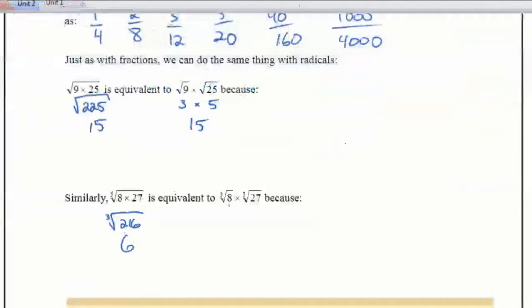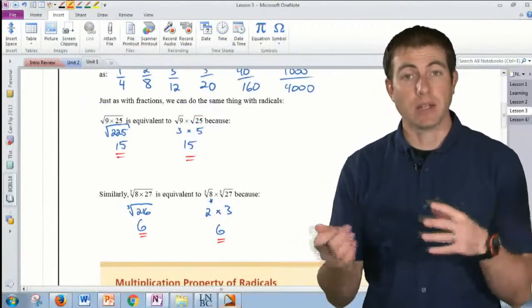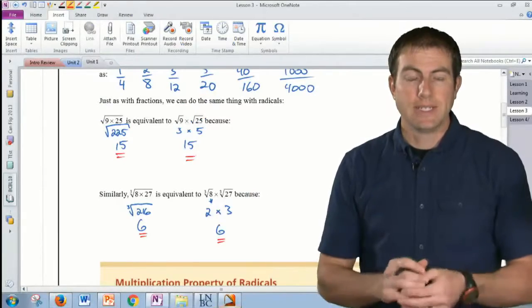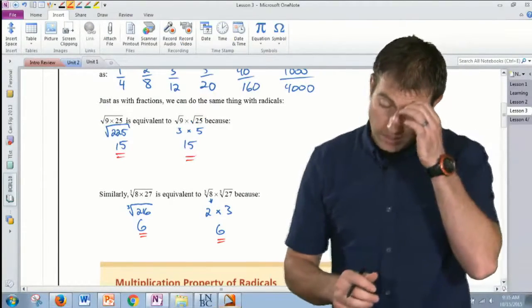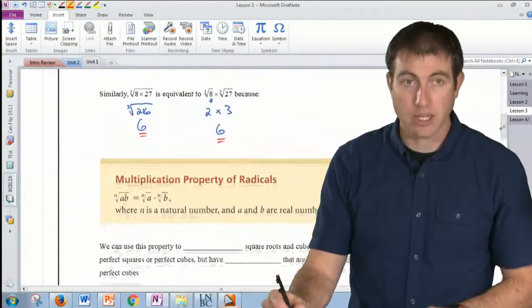Or I can think of it this way. What number multiplied by itself 3 times gives me 8? So if I go 2 times 2 is 4 times 2 is 8. That's going to be 2. And then I'm multiplying the same number by itself 3 times to give me 27. I get 3. 2 times 3 is 6. So I end up with the same answer for both of these examples. If I'm multiplying under my radical, I can break them up or I can keep them together. So you're probably thinking, why are we doing this? What are we ever going to use this for? And I'll get to that here in a second.